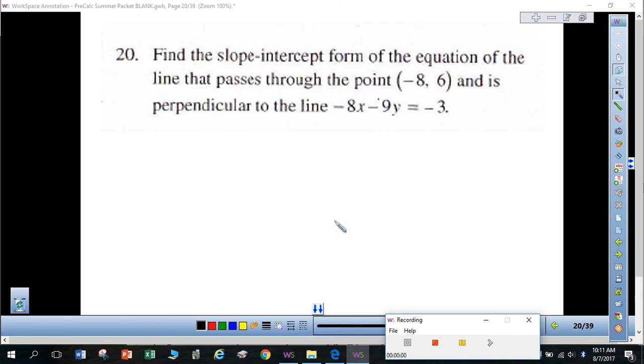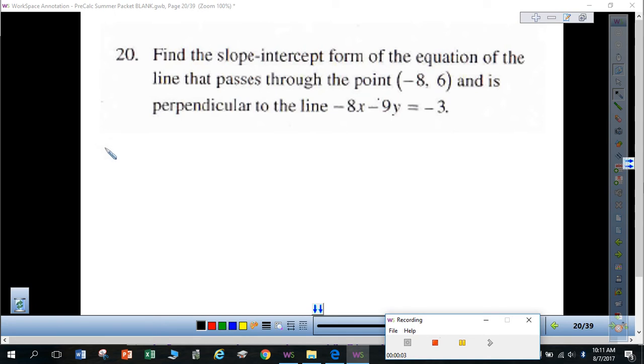Find the slope-intercept form of the equation of the line that passes through the point (-8, 6) and is perpendicular to this other line. Earlier in the packet we talked about parallel lines having the same slope. Perpendicular slopes are negative reciprocals.